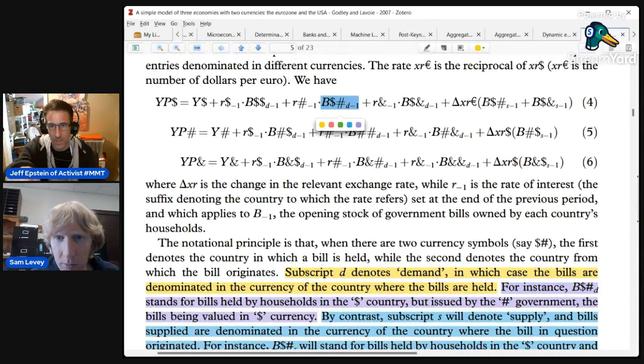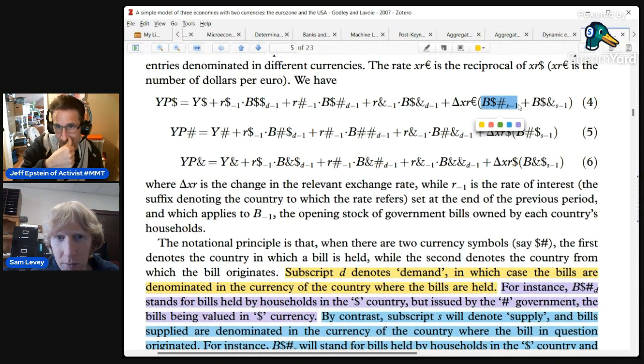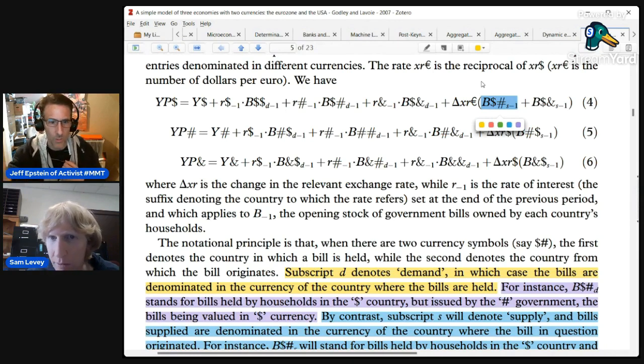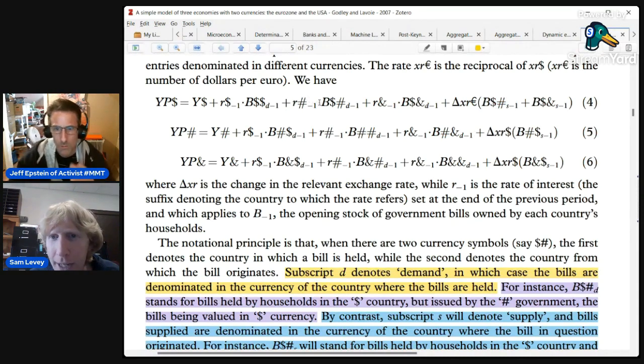That implies that the bond, where you're highlighting now, just ignoring the subscript, is held by the United States but issued by the hashtag country. But the supply seems to make that opposite, because it's saying it stands for the country where it was originated. Yeah, so I think what this is saying is that you're right that these are the same bill. They're referring to the same bill or bond, whatever word you want to use.